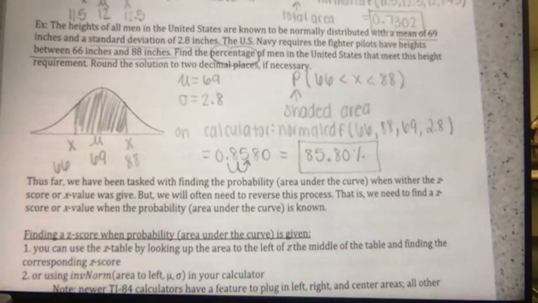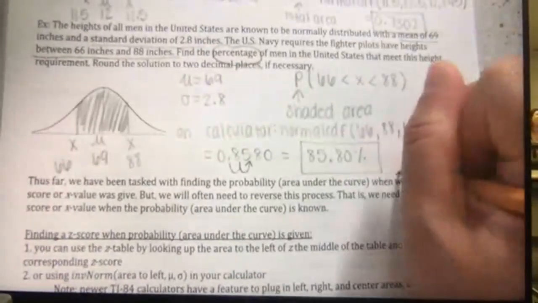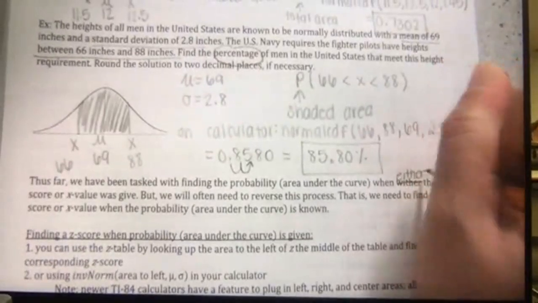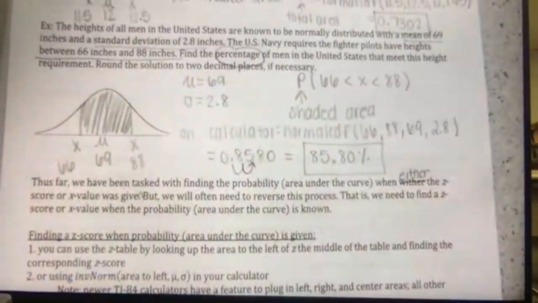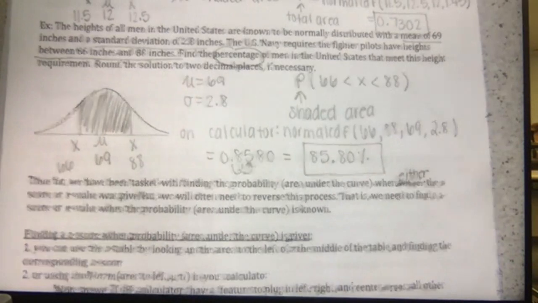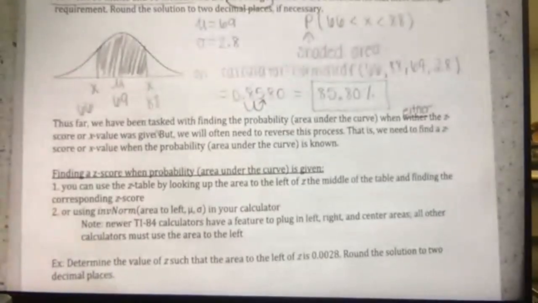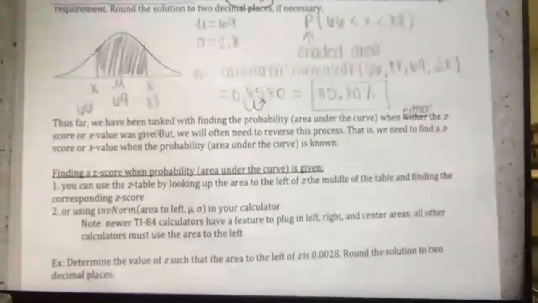So thus far, we've been tasked with finding the probability, which is the area under the curve, when either the Z or the X value was given. But we will often need to reverse the process. So that is, we need to find the Z value or the X value whenever they give us the probability or the area. So we're working backwards. So finding the Z-score whenever they give us the probability or the area under the curve.